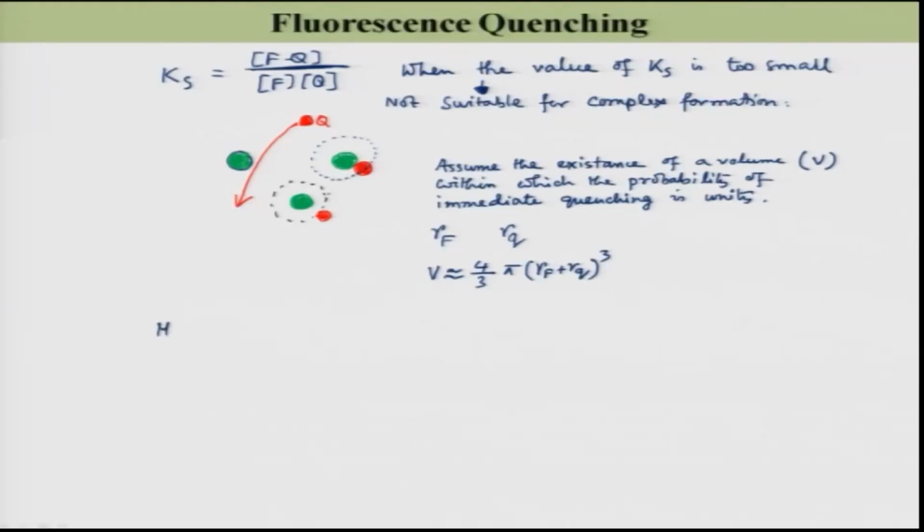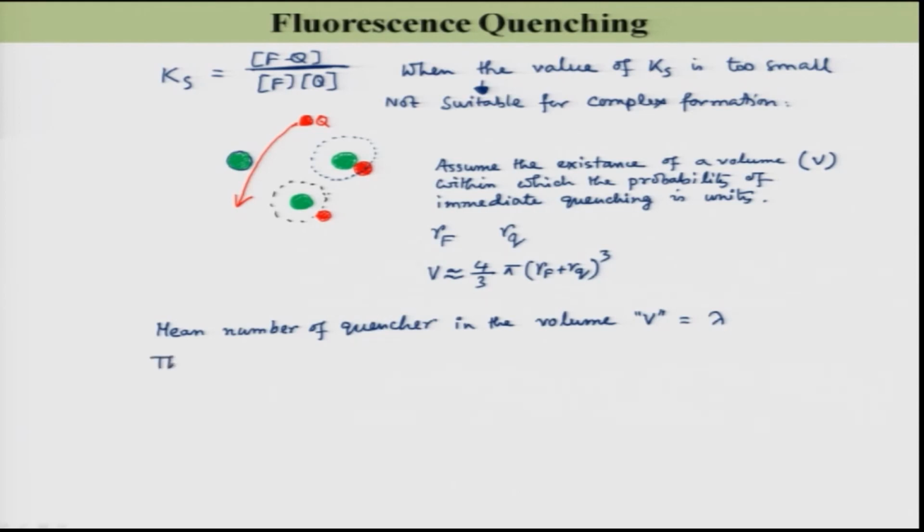So, I will define here that mean number of quencher in the volume V, let us say I denote it as lambda, right. Obviously I can write later on this lambda in terms of the concentration, that I will do just after a few seconds.